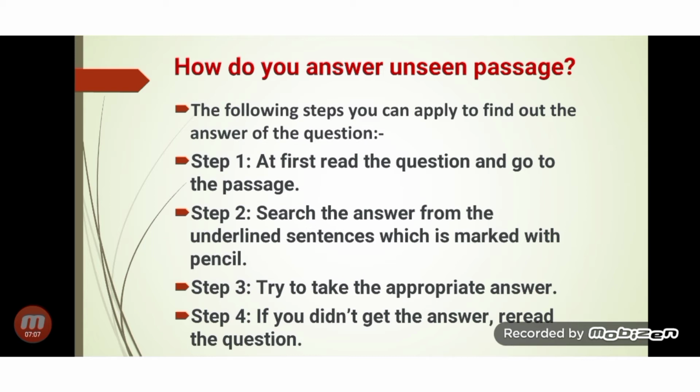So when you write down the answer, you should try to take the appropriate answer. And step 4. If you did not get the answer, reread the question. When you will not able to get the answer, you must read the question again. In this way you can find out the answer of the questions.